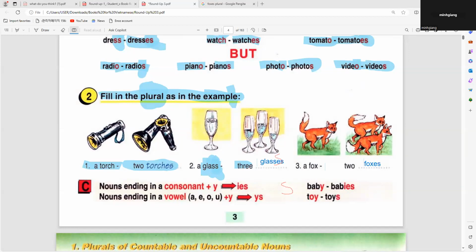Show me another example. Dress, dresses. Okay, so letter E again. Fox, don't forget, what is the correct answer? ES. Now let's try orange. You will add S only. Orange is S. Good job. That's right, you will just add S only.